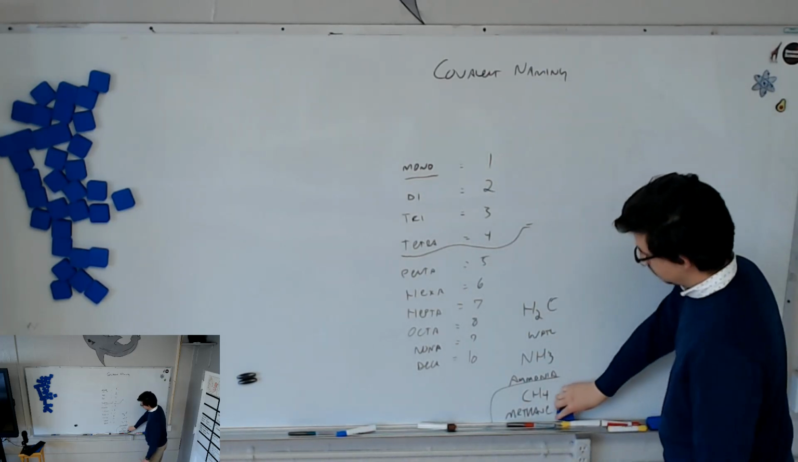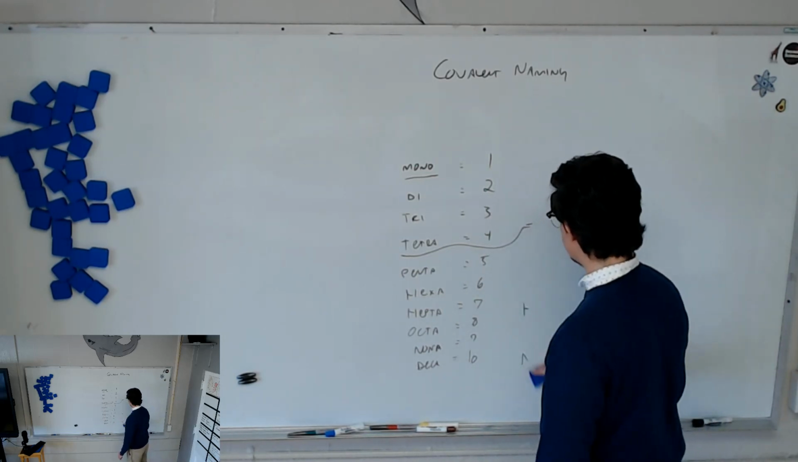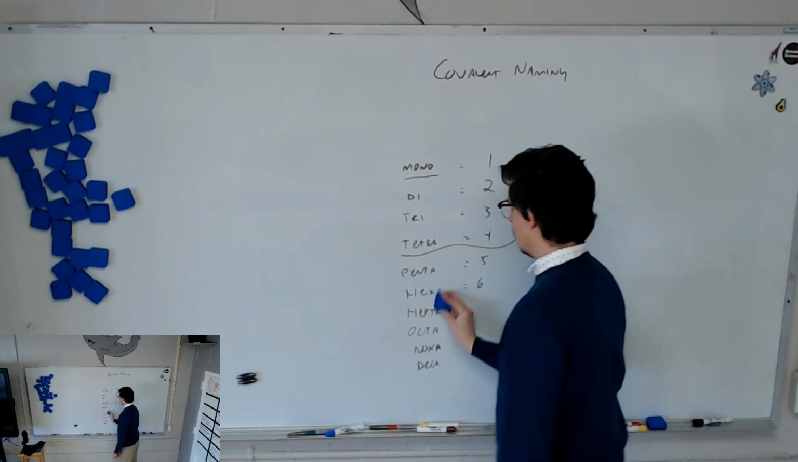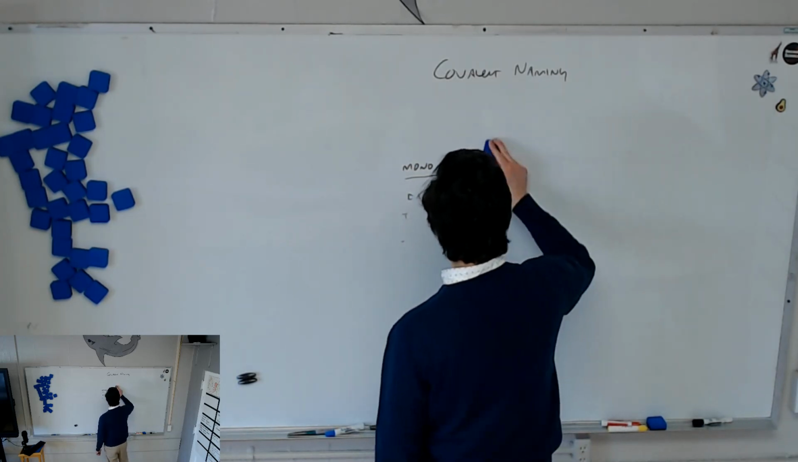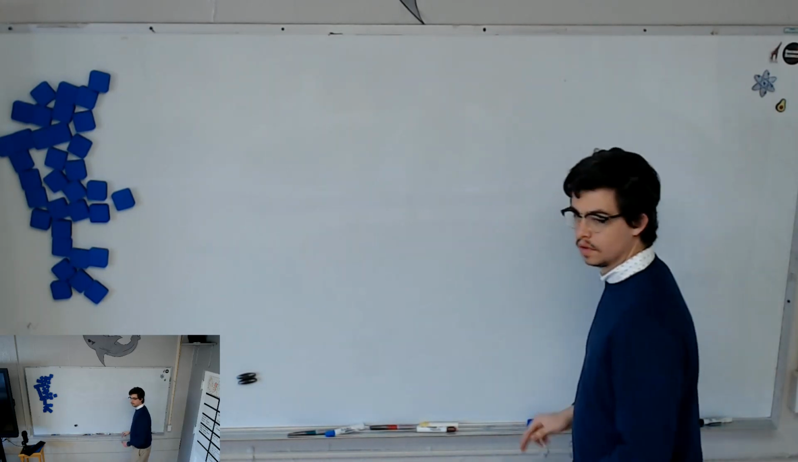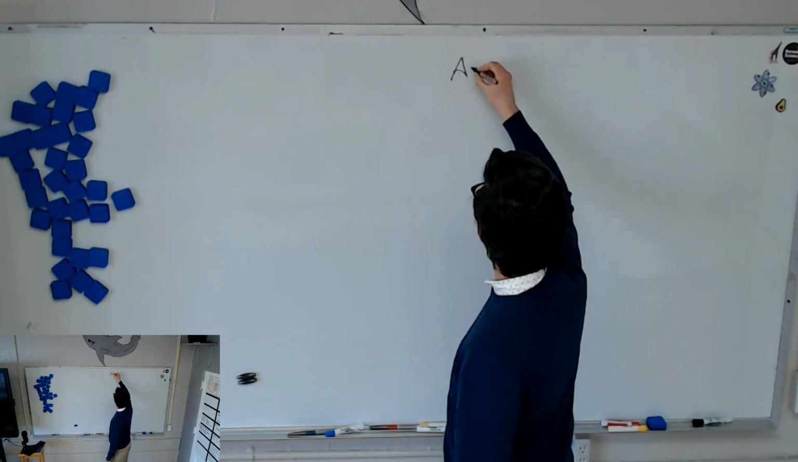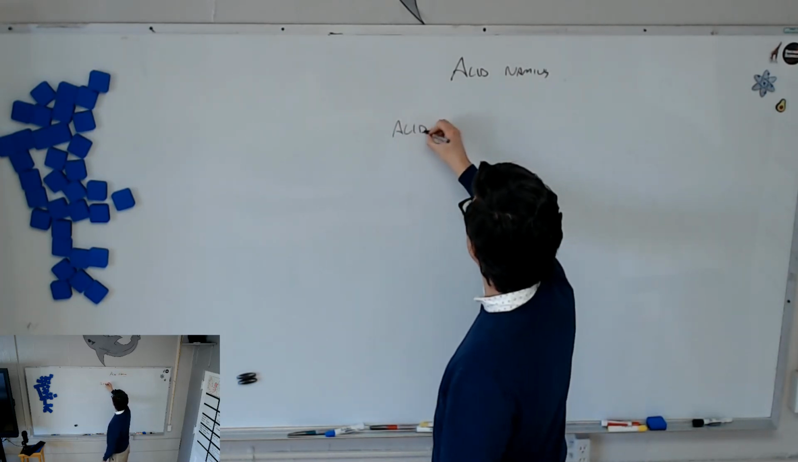An acid, we're going to use what's called the Bronsted-Lowry definition of an acid, which is the easiest. But an acid is a substance. You writing this? So you're writing something. That's good. Acid naming. So an acid is a substance.